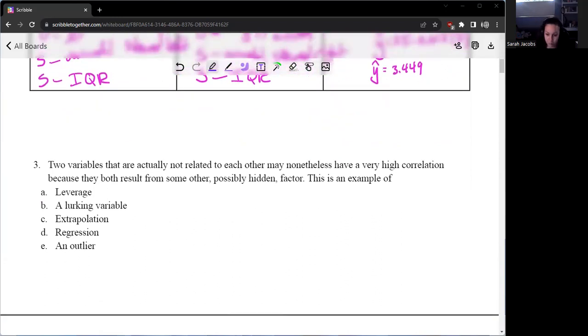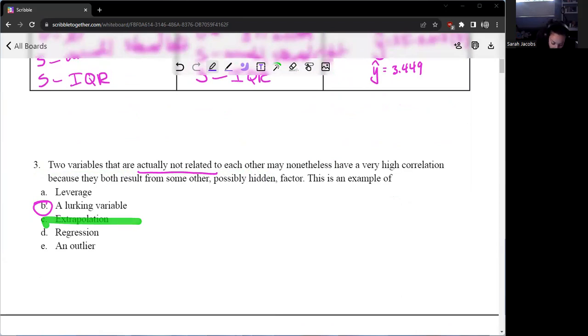All right, number 3. 2 variables that are actually not related to each other at all may nonetheless have a very high correlation because they both result from some other possibly hidden factor. This is basically the definition of a lurking variable.